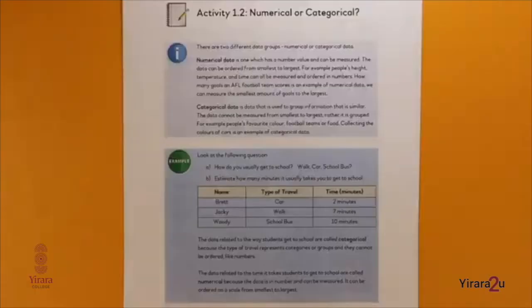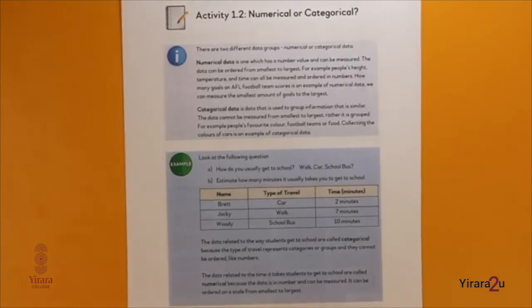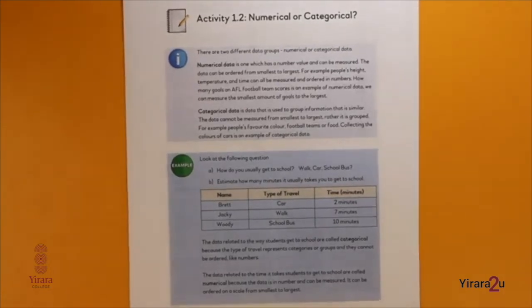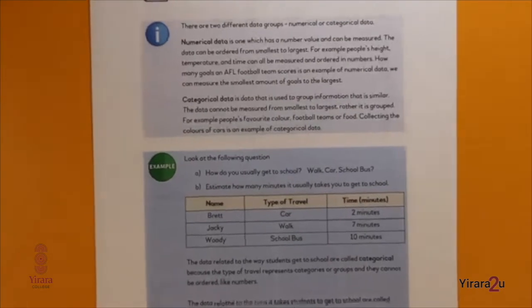But we're going to be looking at numerical or categorical data. And I'm going to read the definition that's on the page. So if the wonderful team here zoom down on the page, I'll just read this. There are 2 different data groups, numerical or categorical data.